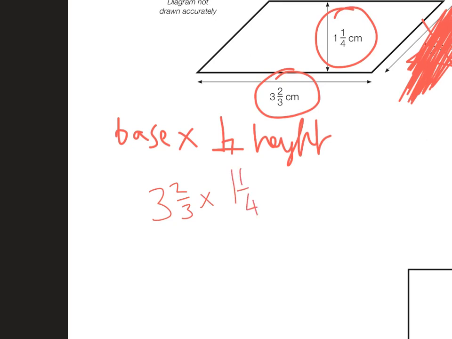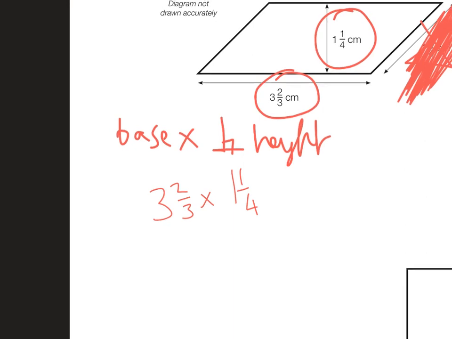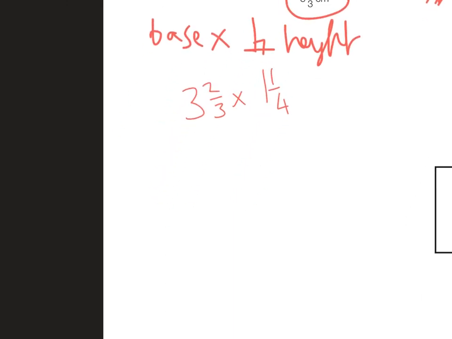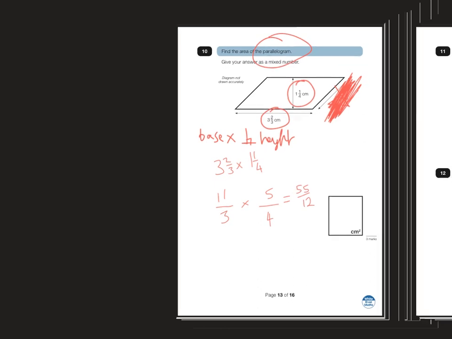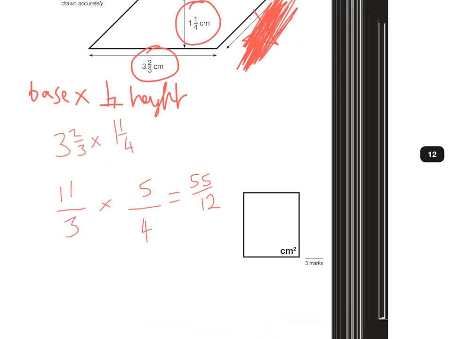Now some of us just decided to do our own little maths thing and make up some wrong maths and just do 3 times 2 and 1/4 times 2/3. Please don't make up maths. Okay, so we need to make them both into improper fractions. 3 times 3 plus 2. We were confident on that. Lots of you got that sort of part of it right. Let's multiply them. 55 over 12. And our answer has to be a mixed number.